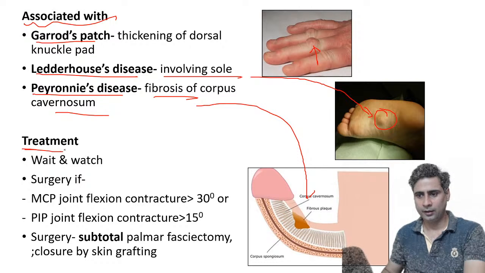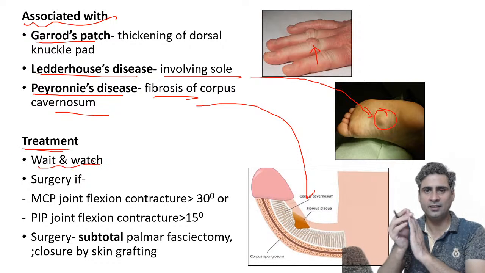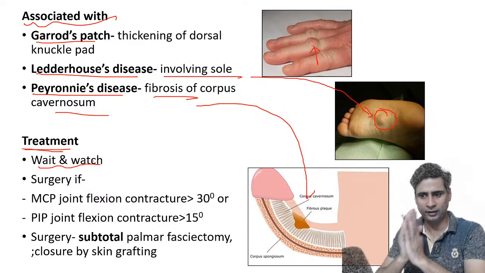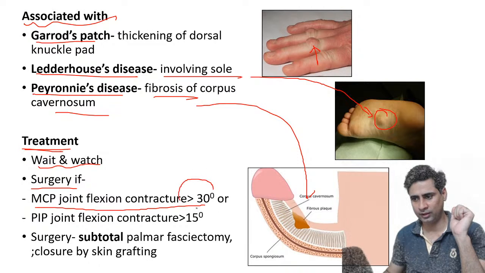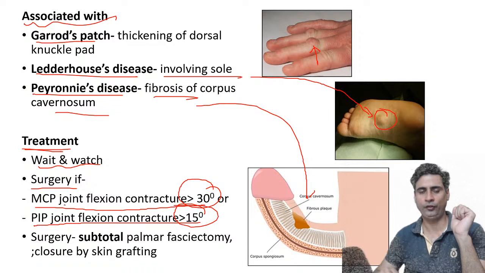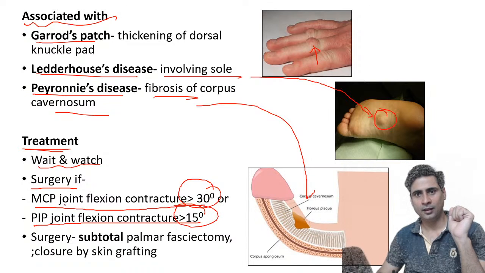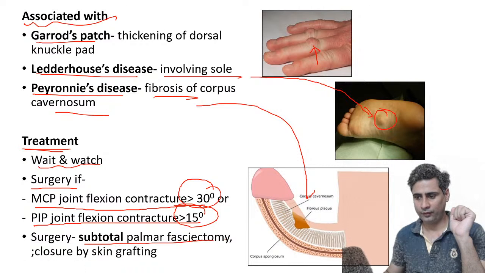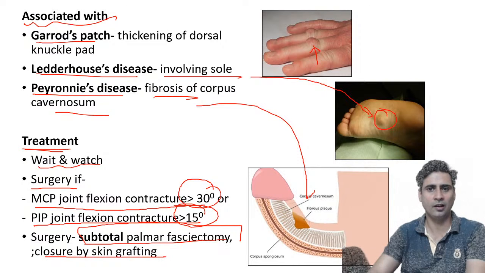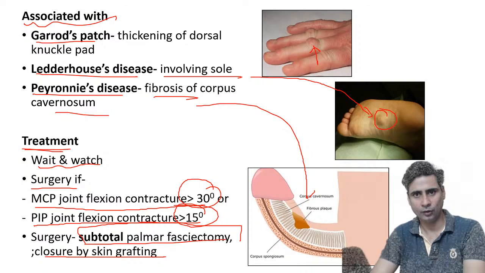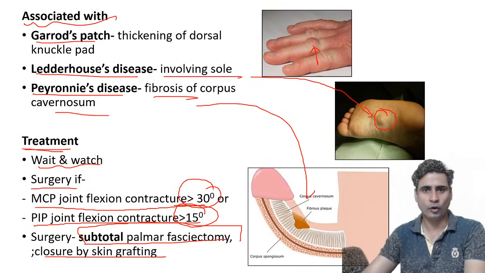In treatment, usually we wait and watch and we give gentle stretching, just gentle stretching. We do nothing. Surgery is required only if metacarpophalangeal joint contracture is more than 30 degrees or proximal interphalangeal joint contracture is more than 15 degrees. In these cases, subtotal palmar fasciectomy, that is part of the palmar fascia, is removed surgically, followed by a soft tissue coverage procedure. Okay, so this was about important short topics.